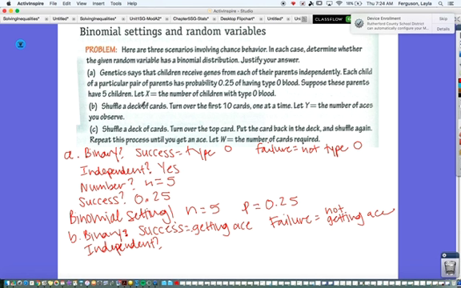So think about whenever you're shuffling a deck, you're turning over the first 10 cards. Each card that you turn over, even though you drew all of those 10 cards at one time, is going to depend on what happened with the first card because you're not replacing that card that you took. So these are not independent. So this is a no.